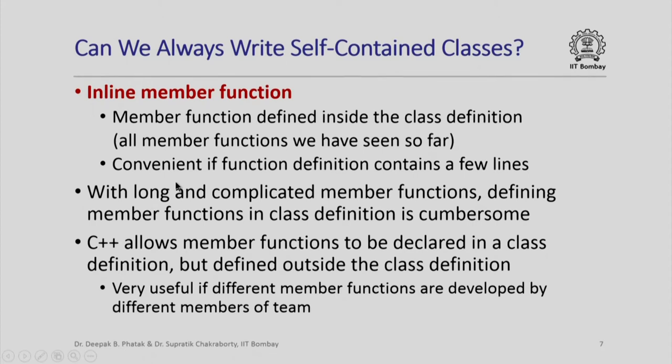C++ actually does not require all member functions to be completely defined within the opening and closing brace of the class definition. It allows member functions to be declared in a class definition but actually defined outside the class definition. And as you will appreciate, this is indeed very useful if different member functions of a class are being developed by different members of the same team. So, different members of the same team could actually continue writing the definitions of the different member functions outside the class definition, perhaps even in different files, which can then be put together to form the overall definition of the class with the different member functions developed and defined by different team members.